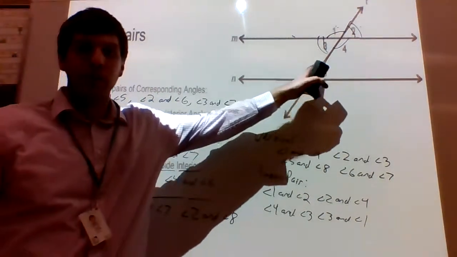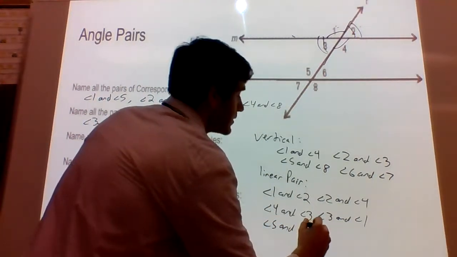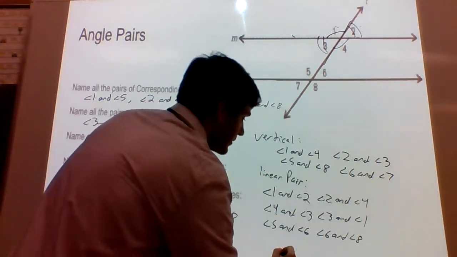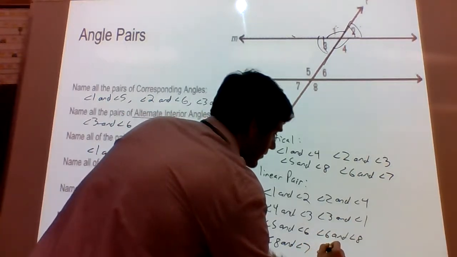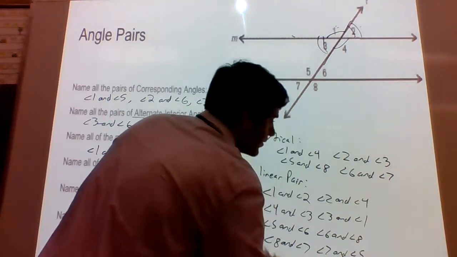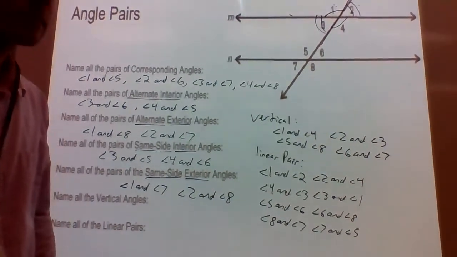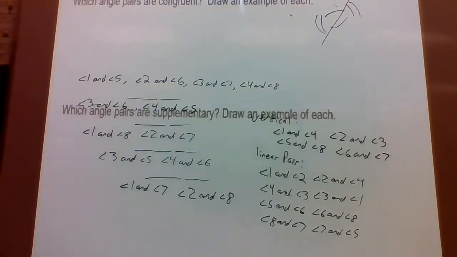Then down here, it's the same. 5 and 6, 6 and 8, 8 and 7, and then angle 7 and angle 5. Okay. Next one.